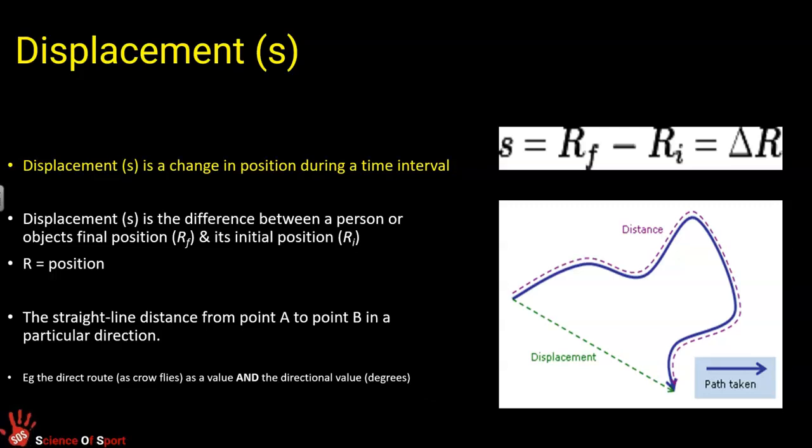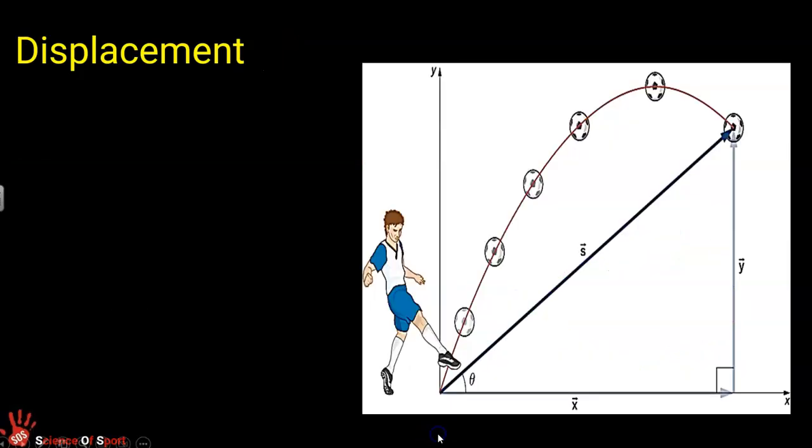Genuinely in sport and in life, we tend to use them interchangeably. We don't tend to say, I travelled 3 miles northwest, or at 28 degrees. We don't say that, but you need to know the technical differences between the two.